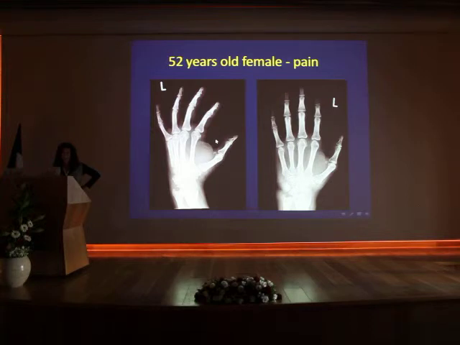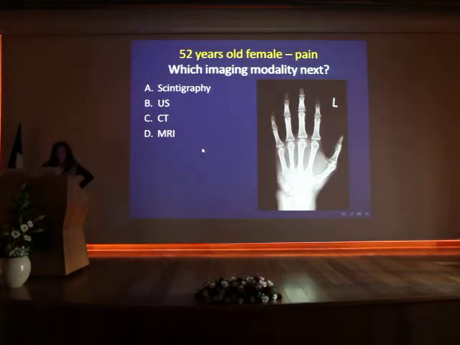That's the hand of a 52-year-old female, and guess what? She has pain. Do you see anything? Soft tissue edema? Soft tissue swelling? Erosion? Anything? I don't see anything with the hand, with the thumb. Well, how would you go on? Will you do scintigraphy, ultrasound, CT, or MRI?